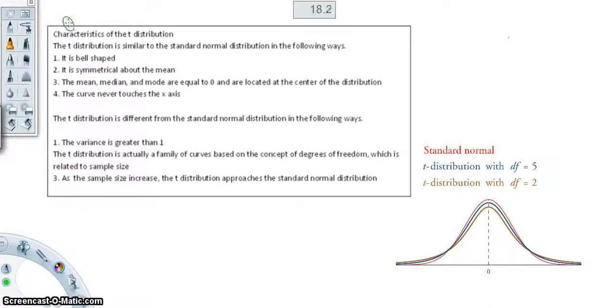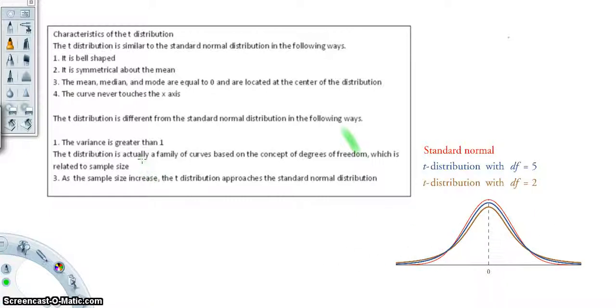So we're talking about a t-distribution. There are some characteristics that they share with our standard normal distribution, but there are some that they're not sharing. The characteristics of the t-distribution that are similar to the standard normal distribution are that it's bell-shaped and symmetrical about the mean. You can see that here. The mean, the median, and the mode are all equal to 0, right in the center again. And the curve never touches the x-axis. Remember, it keeps going on and on in either direction.